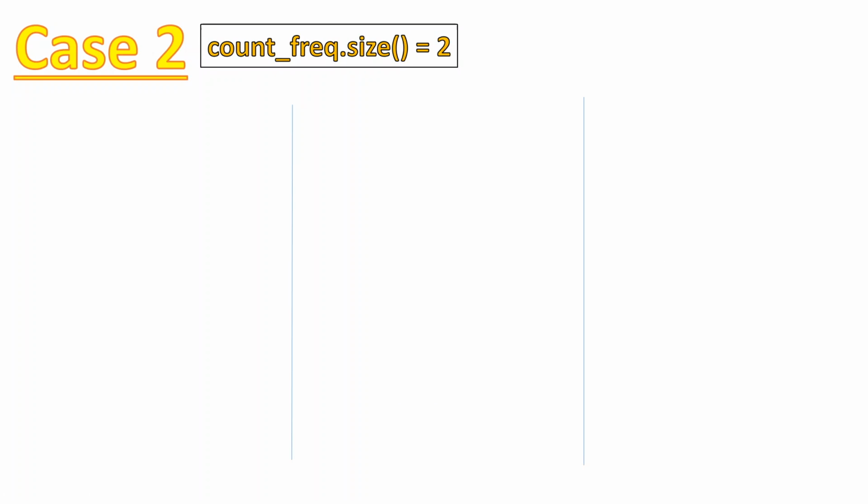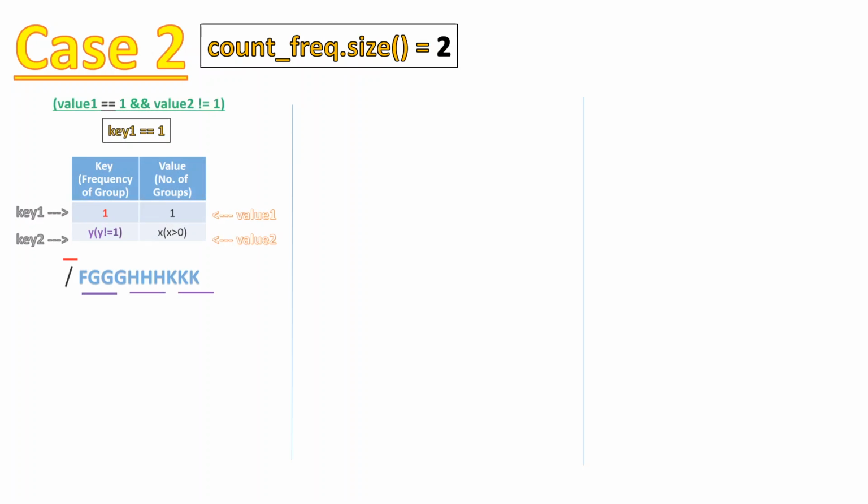Now what if the size of the count frequency hash map is 2? That means there are two elements in this hash map. So there are mainly two cases, but we need to handle a few conditions to make it easier to code, and the code becomes much cleaner and less error prone. So let's look at the very first example.